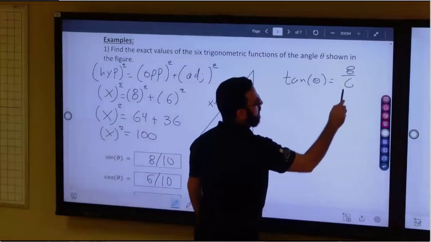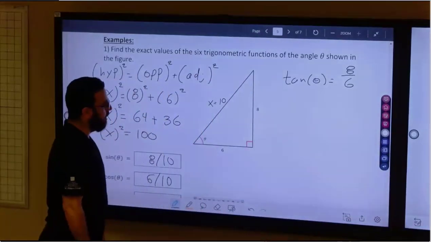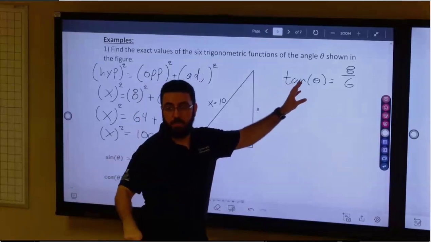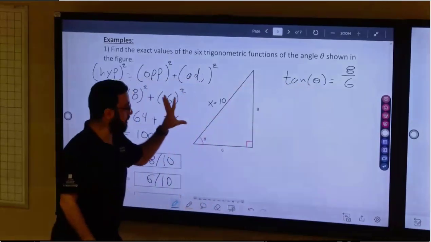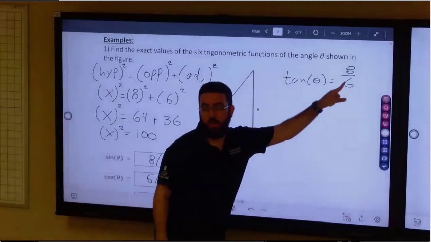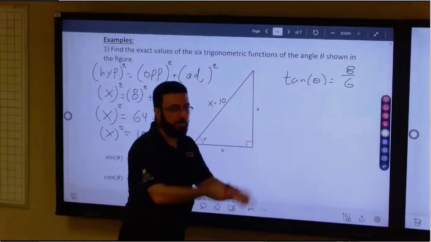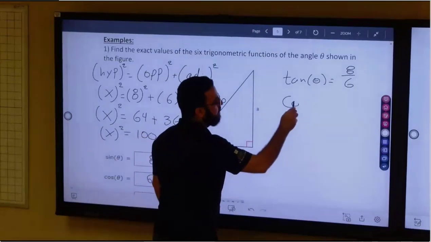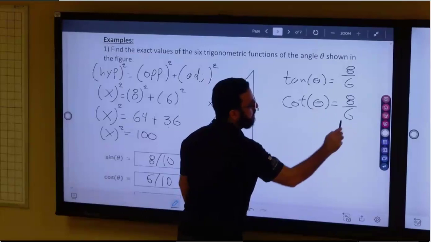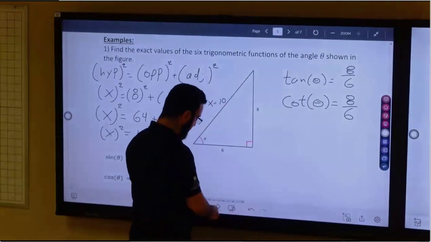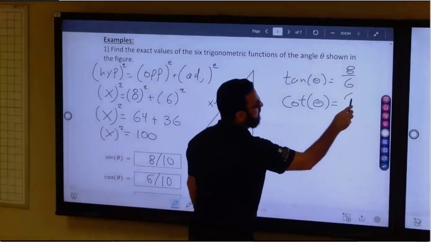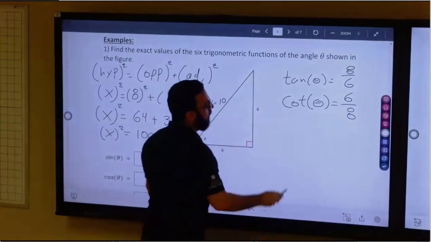8 over 6. What's the cotangent? I can use the rules and say, okay, it's the reciprocal of the tangent. So I'm just going to flip it. So cotangent theta equals 6 over 8.